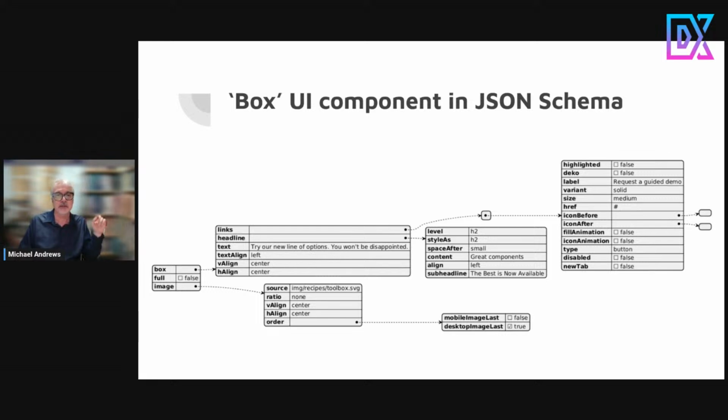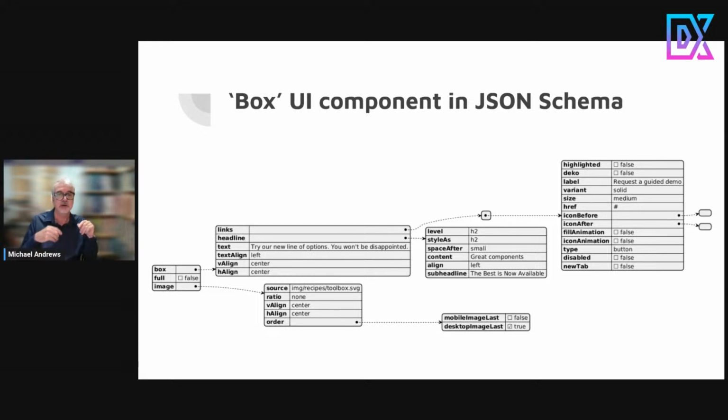So the box has a headline, has some text. We see some alignment properties there. The text then is broken down and has some styling associated with it, alignment on the headline. There's a link also in there, and that has its own things like labeling and, again, styling and things like that. So we're breaking all these things out, expressing them as JSON Schema.